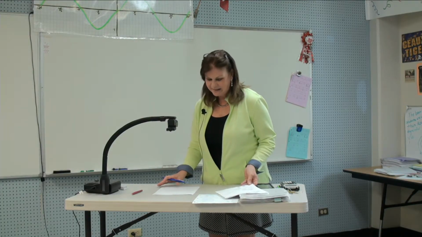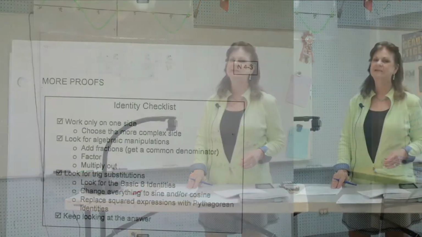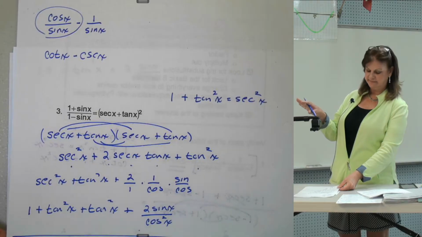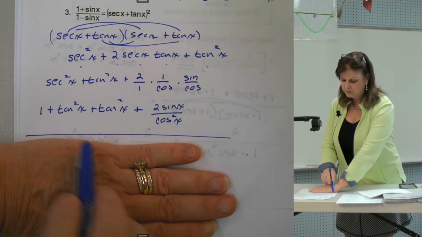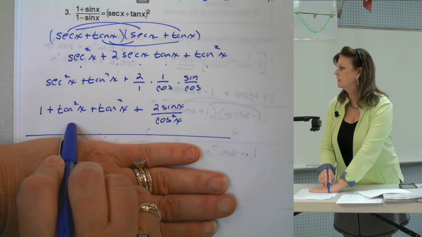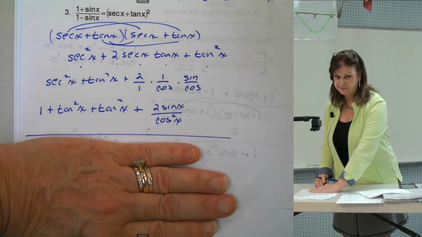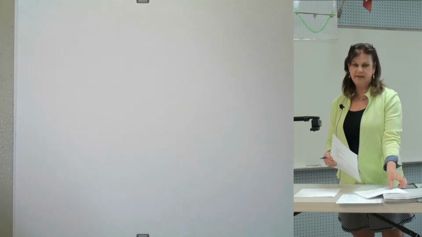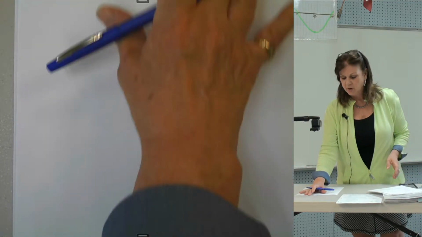All right, welcome back. Last time we met, we were working on notes 4.3, more proofs. And I had left you in question 3, number 1, which was the first one that we worked the right instead of the left. And if I'm not mistaken, we had worked down to 1 plus tan squared plus 2 sine over cosine squared. All right, so we're going to pick up from there and see if we can make this look like 1 plus sine over 1 minus sine.